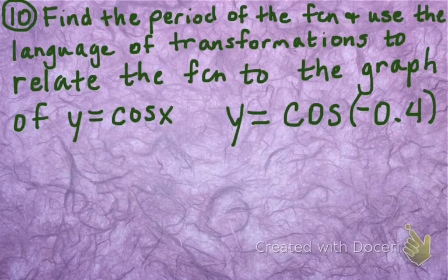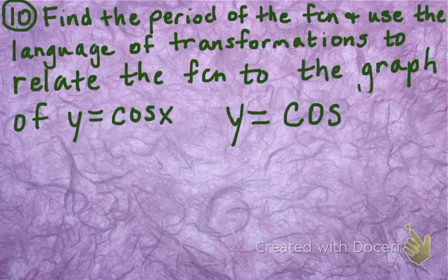On to number 10. Number 10 says, find the period of the function and use the language of transformations to relate the function to the graph of y equals cosine x. And again, we don't have a whole lot going on in this function. The only transformation is the negative 0.4, and I see that I left the x out, so let me fix that right quick. Let me make this a little smaller so I can squeeze it in, since I did not leave enough room here. So this is negative 0.4x here.